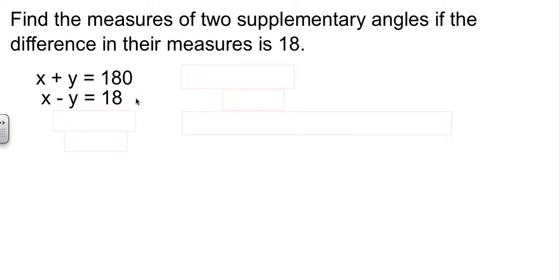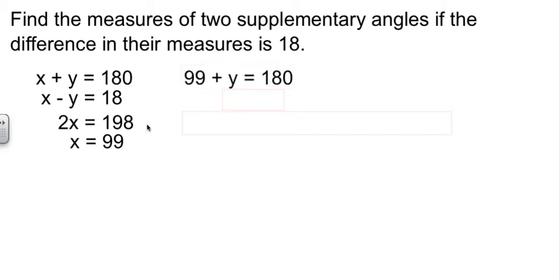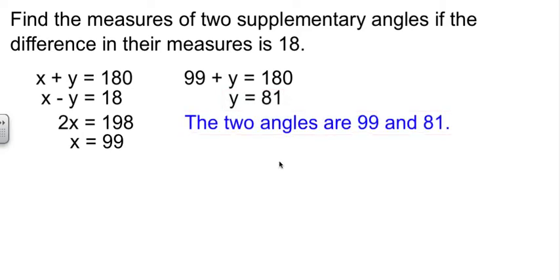Well, this is set up perfectly for elimination. We have x plus x, that makes 2x. The y's cancel out, equals 198, so dividing by 2, x is 99. We've got one of the two angles, now we need to find the other. So we'll plug 99 into either equation. I picked the top one, but it doesn't matter. 99 plus y equals 180, so subtract and we get 81. So the two angles are 99 degrees and 81 degrees.